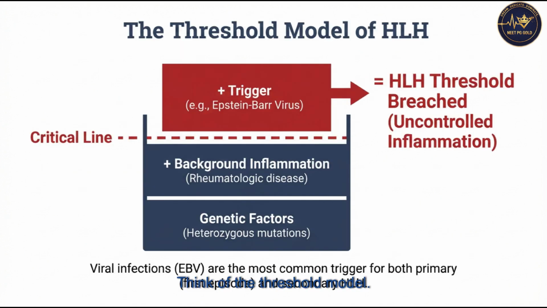Think of the threshold model. A patient might have some background inflammation or heterozygous genetic mutations. When you add a trigger like EBV, the immune activation breaches the critical line, resulting in uncontrolled inflammation.